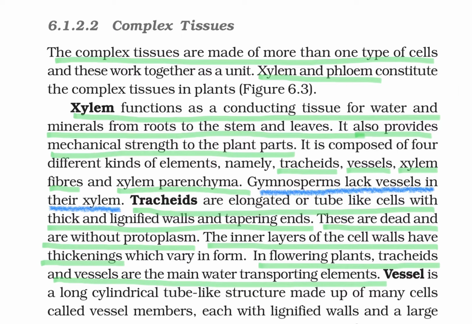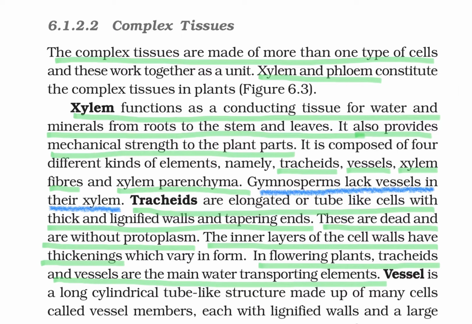And here, complex tissue will include the conducting tissues or vascular tissues, known as xylem as well as phloem. Xylem is related with transportation of water and minerals from roots to other different parts of the plant. Similarly, phloem is related with the translocation of organic food from the leaves to different parts of the plant. Now we are going to start with xylem and phloem in detail.